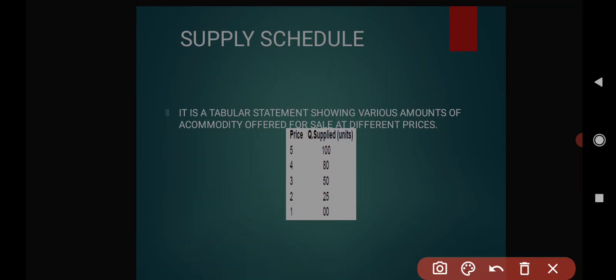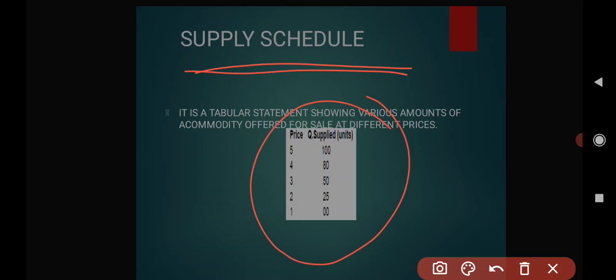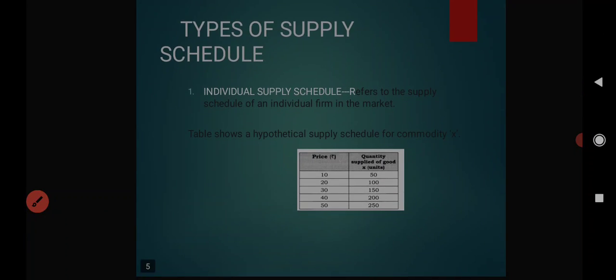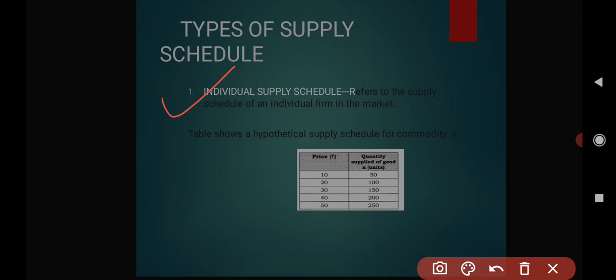Supply schedule. It is a tabular presentation showing various quantities of a commodity offered for sale at different prices. There are two types of supply schedule. The individual supply schedule refers to the supply schedule of an individual firm in the market.